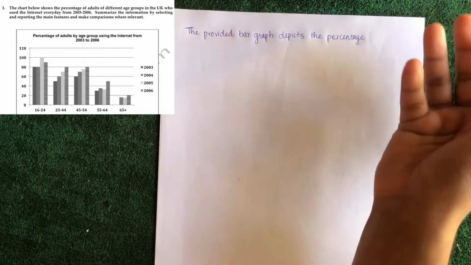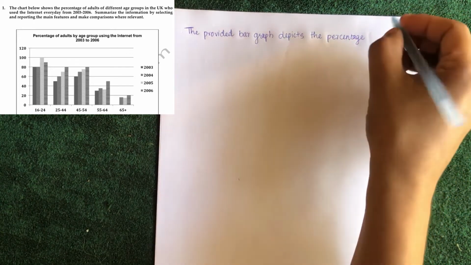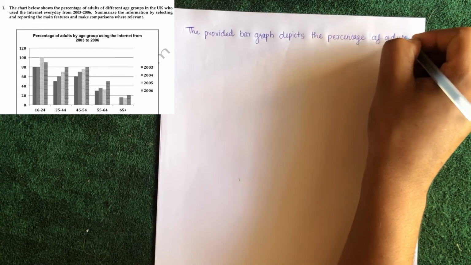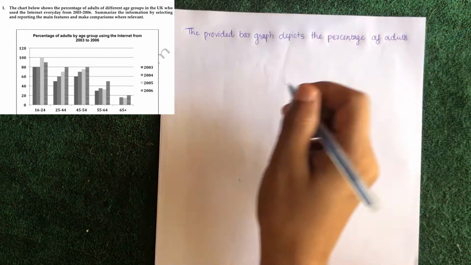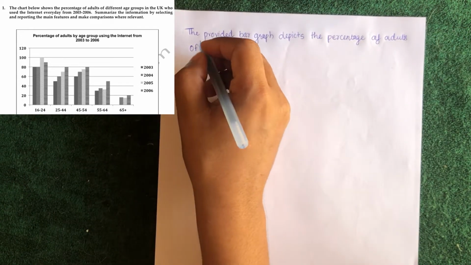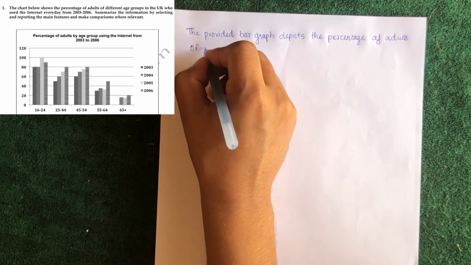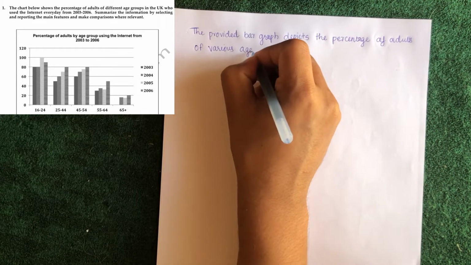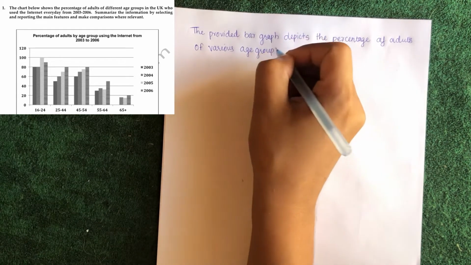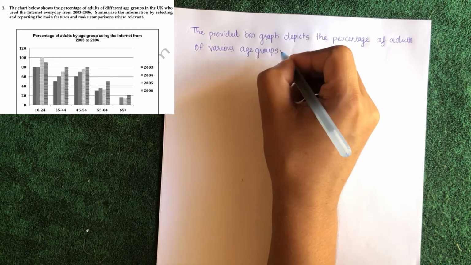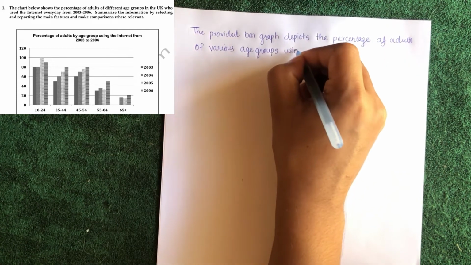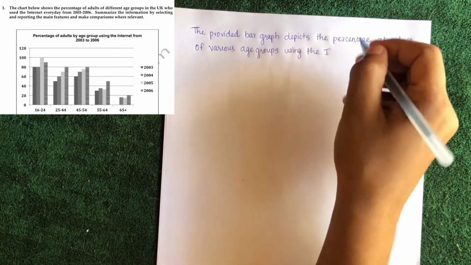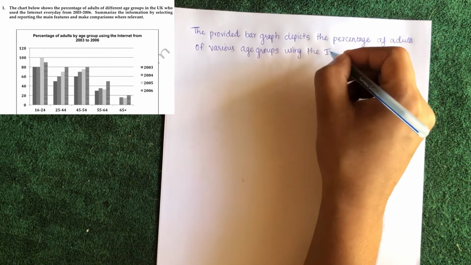You can write "proportion", "ratio", or any other word that you feel comfortable with, of adults of various age groups using the internet, isn't it? That is what they are using. So you should also mention what and when.